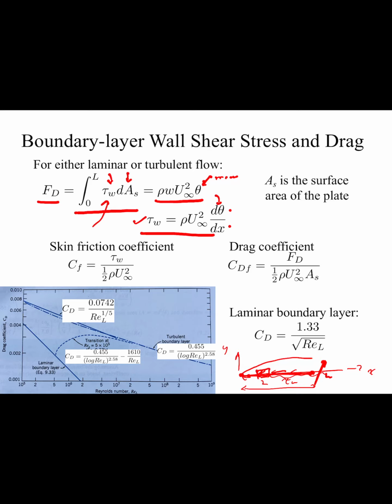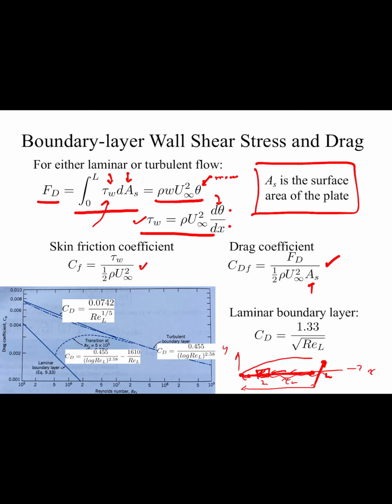The skin friction coefficient, which is tau wall divided by 1/2 rho U infinity squared, and the drag coefficient related to this friction, which is the drag force divided by 1/2 rho U infinity squared times the area. And again, this area that we're integrating over is the surface area of the plate.